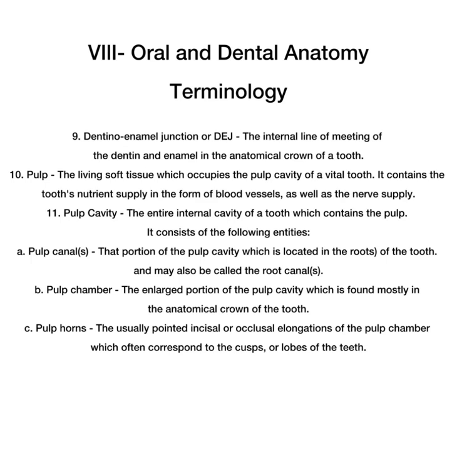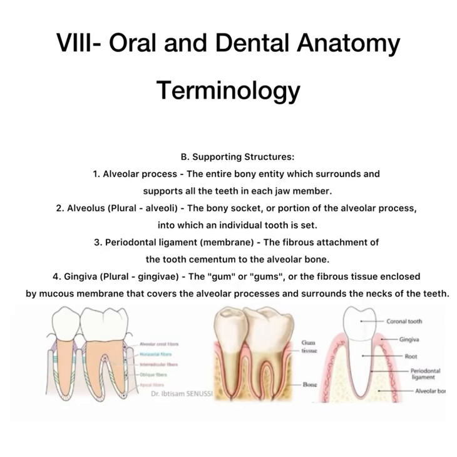Pulp chamber: the enlarged portion of the pulp cavity which is found mostly in the anatomical crown of the tooth. Pulp horns: the usually pointed incisal or occlusal elongations of the pulp chamber, which often correspond to the cusps or lobes of the tooth.